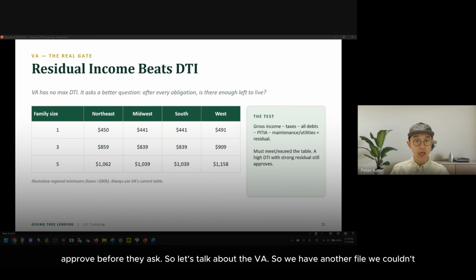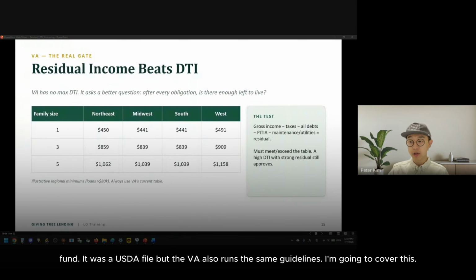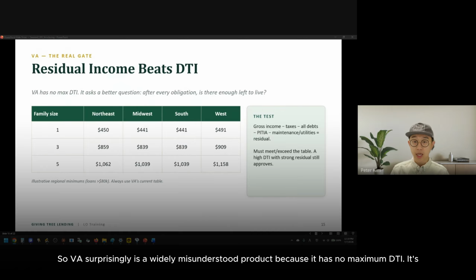So let's talk about the VA. We had another file we couldn't fund. It was a USDA file, but the VA runs the same guidelines, so I'm going to cover this. VA is surprisingly a widely misunderstood product, because it has no maximum DTI, it asks a better question.